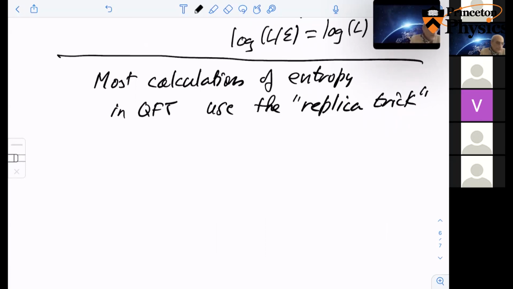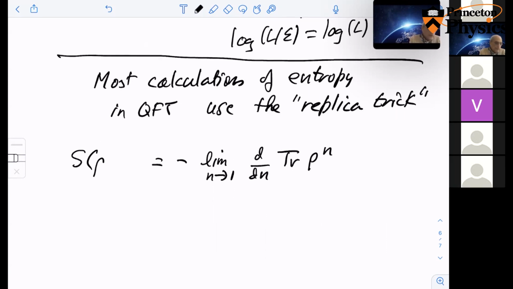Well, the replica trick is simply the following formula, that you look at the trace of rho to the n, and you differentiate it with respect to n, and take the limit as n goes to 1. And that is equal to S of rho. Because if you take this derivative and limit, you'll find that the right-hand side is minus the trace of rho log rho.